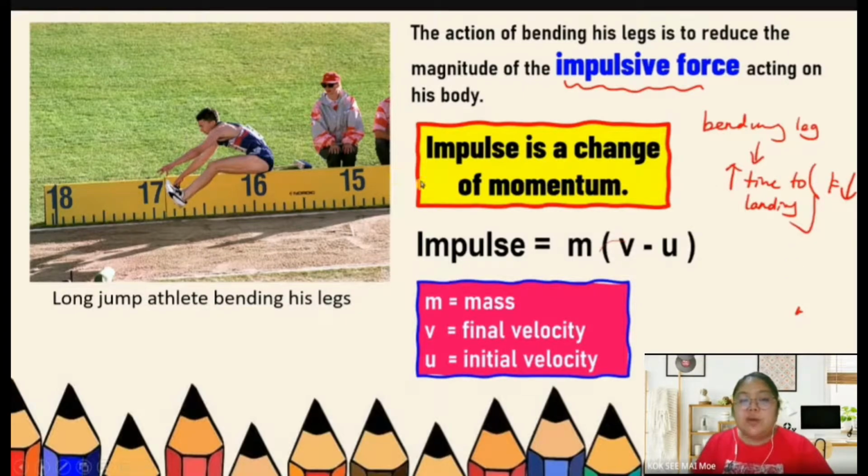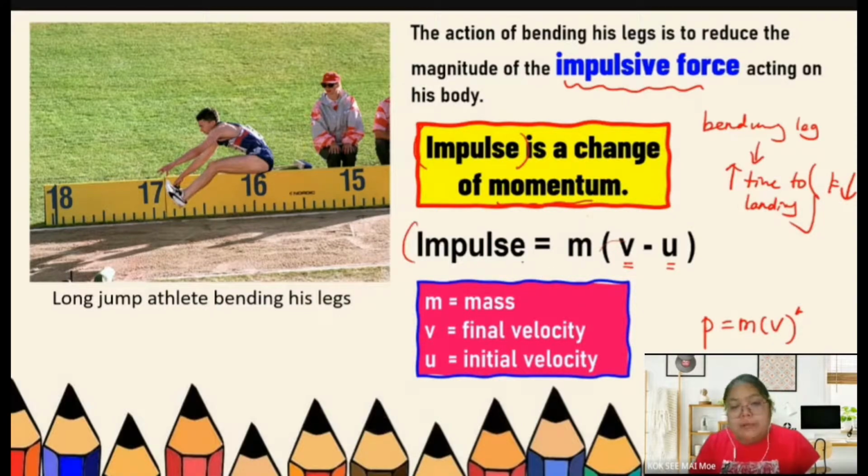First, we introduce what an impulse is. Impulse is related to momentum. Remember the momentum we learned before, p equals mv. That is momentum. But impulse is the change in momentum. Change in momentum means final minus initial. When you take final minus initial, that is what we call impulse.